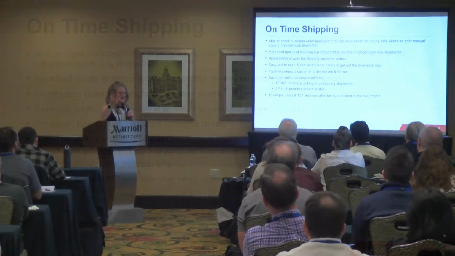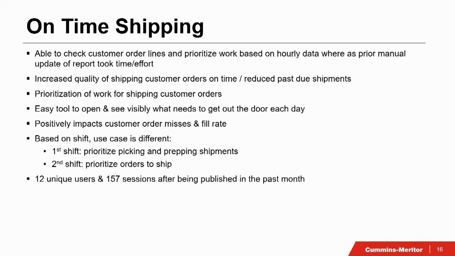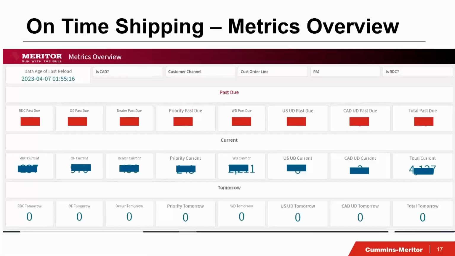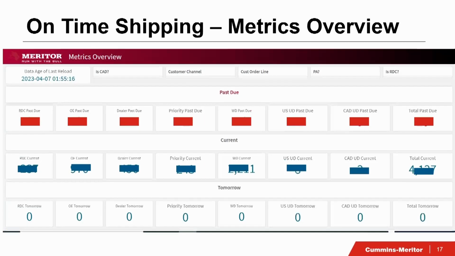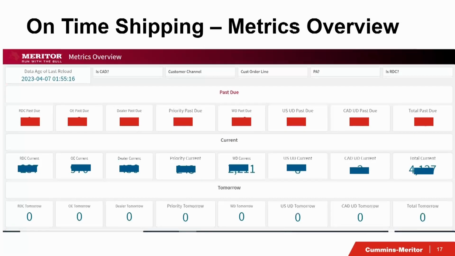So the second app is this on-time shipping app. Again, here's some quick information that I'm going to go through. So let me just go ahead and show you what the apps look like. So I have two. I have what's called just our metrics overview, and this is just a very quick at-a-glance dashboard that they can pull up, and they can see how many RDCs are past due, and it turns red. How many OEs, how many dealers, how many order lines do we have that are past due that we need to focus on and prioritize?